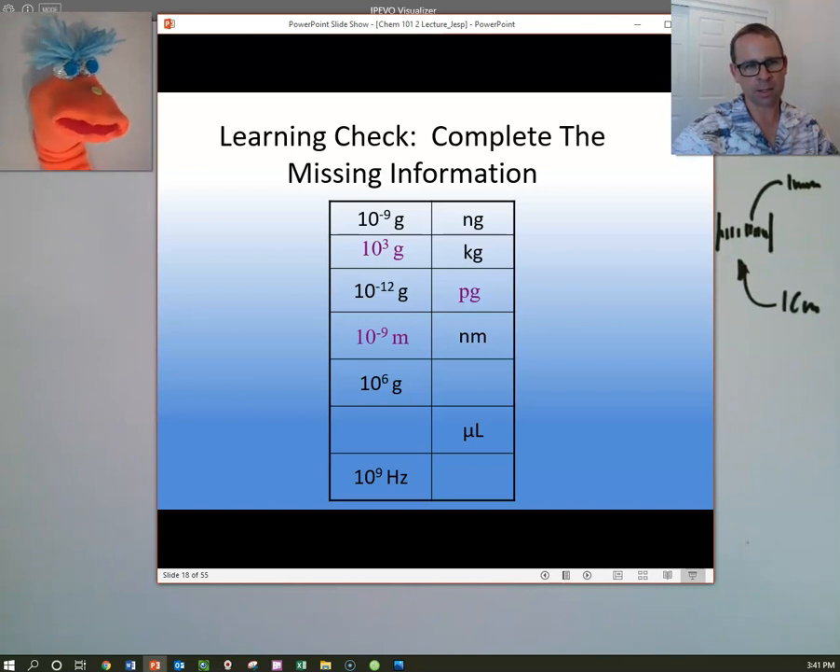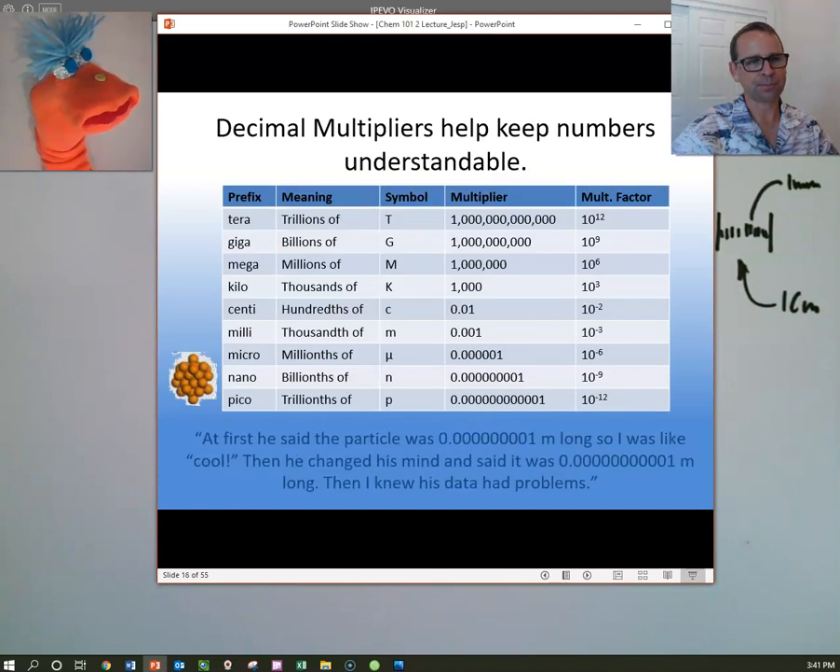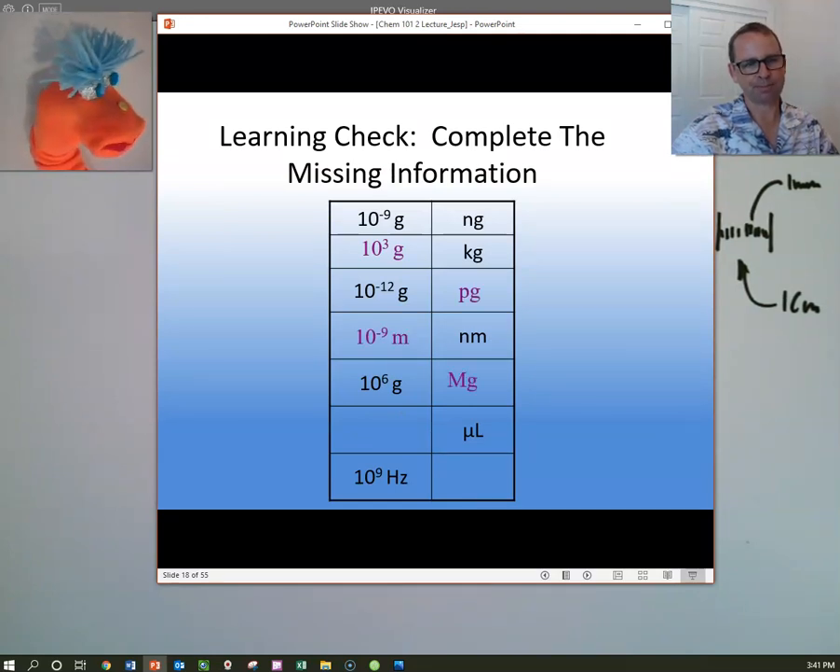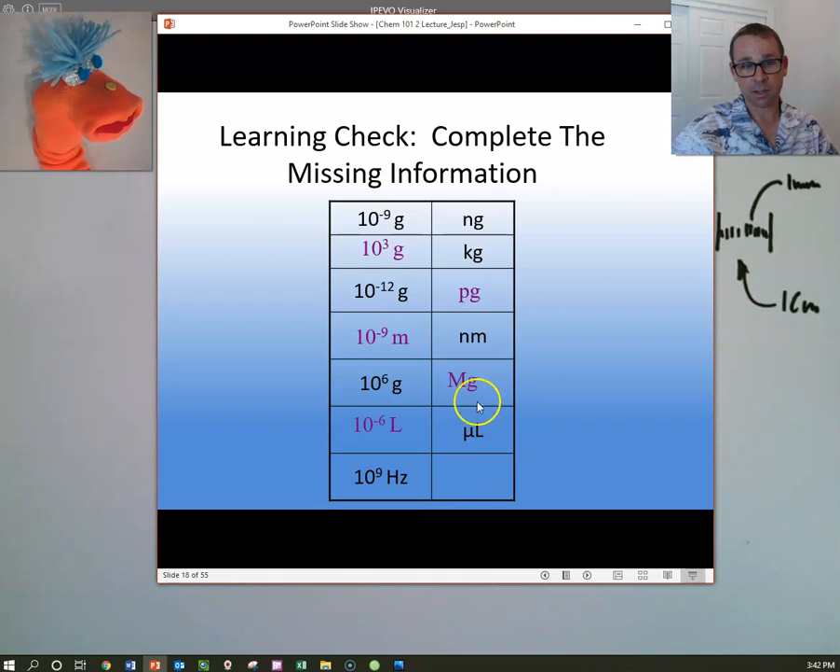Nano nine. Sound together. 10 to the 6th grams, how many grams is that? Can you go back a slide? Mega. That's right. Good job. Mega what? Megagram. Very good. Microliter? Micro. Is that 10 to the minus 6? That's right. 10 to the minus 6 liters is not a microgram, but a microliter.